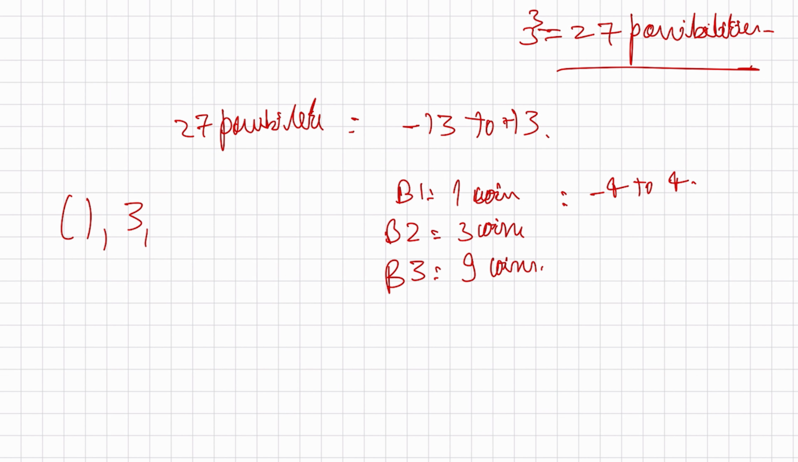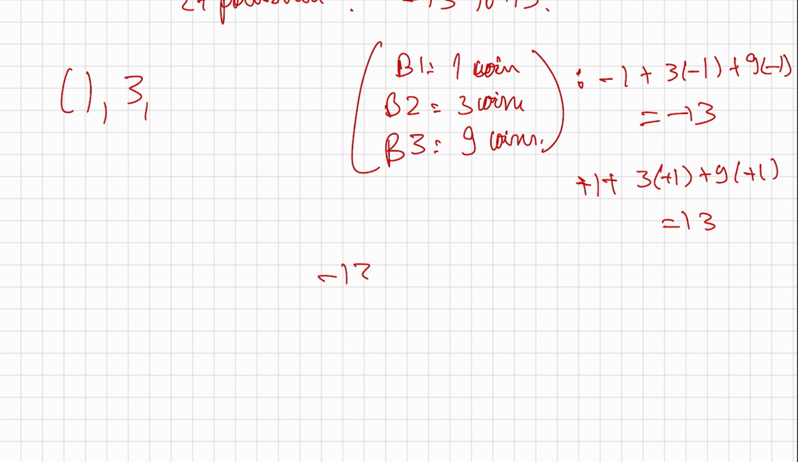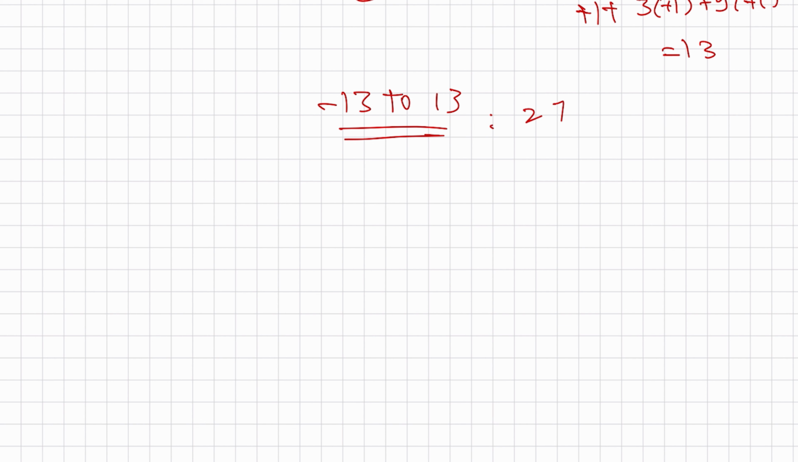Assuming bag 1 and bag 2 also have 11 gram coins, then plus 4 can go to plus 13. Okay, so let's see now what kind of output this distribution gives us. Let's say bag 1, bag 2, bag 3 are all of the 9 gram type. So you see minus 1 plus 3 into minus 1 plus 9 into minus 1, and that is going to be minus 13, right? If all of them are 11 gram types, what is going to happen? It's going to be plus 1 plus 3 into plus 1 plus 9 into plus 1. That's plus 13. So we see the range goes from minus 13 to plus 13. Okay, so this covers 27 possibilities.